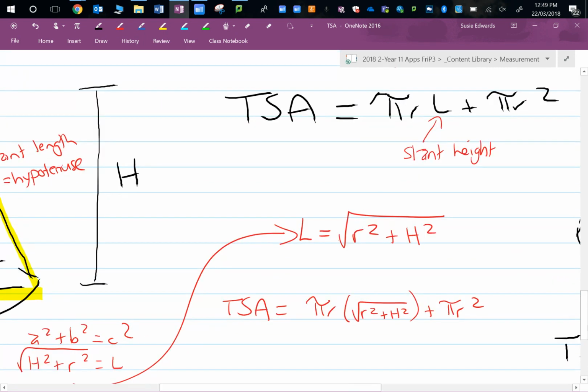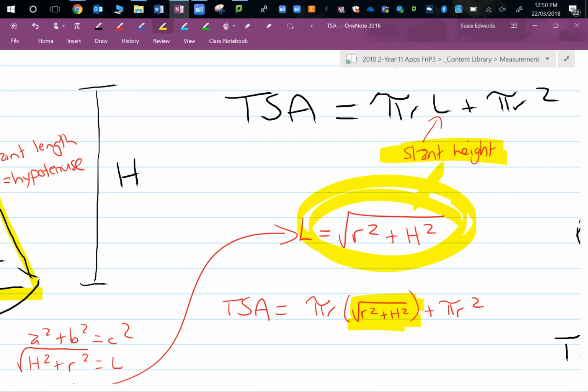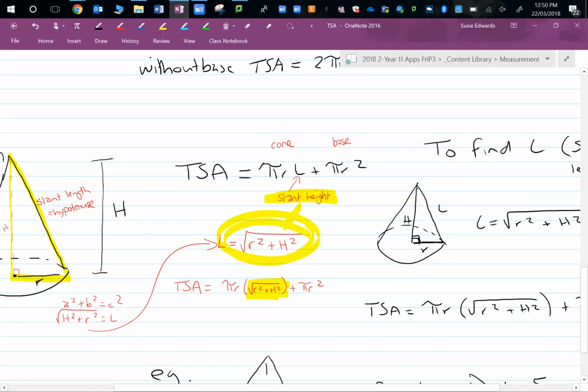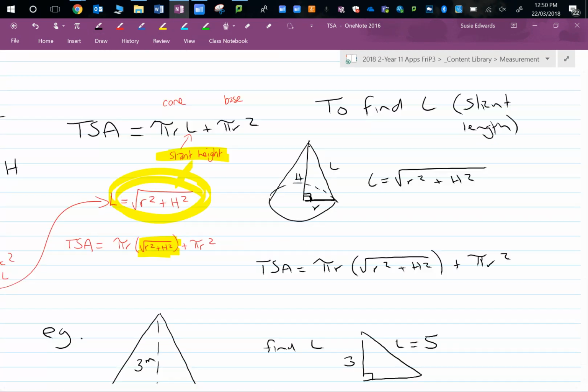So if I don't have the slant height, but I do have the radius and the height, I can sub this into the formula instead of slant height, because I need to have the slant height for the formula. Or you can just work it out and then put it in. I'll go through it again later if you need to.